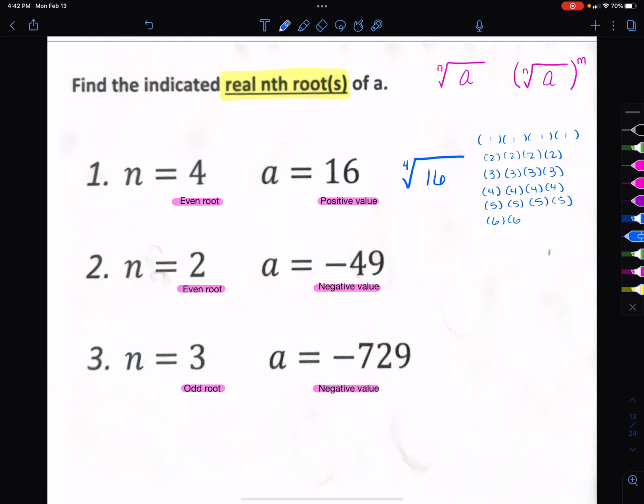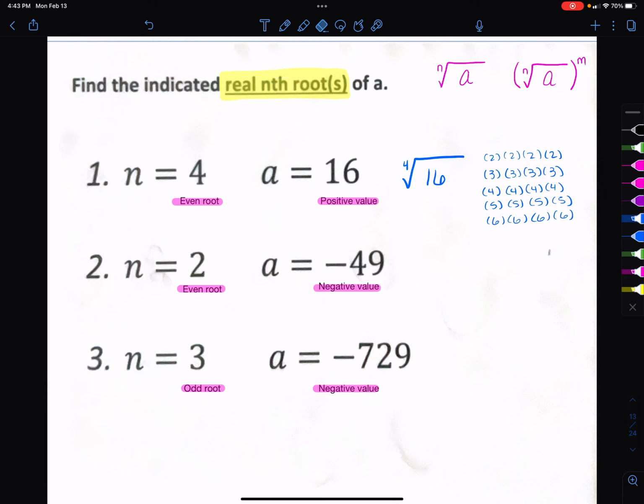Now, it's some number times itself 4 times, and I wanted to do it this way on purpose because I want you to see that that number itself is not going to be 1 times 1 times 1 times 1, because that would only come out to be positive 1. So it's not even going to be 1s because we can see it's not a 1 underneath the radical. The next one we're going to look at is 2 times 2 times 2 times 2. That does give me 16.